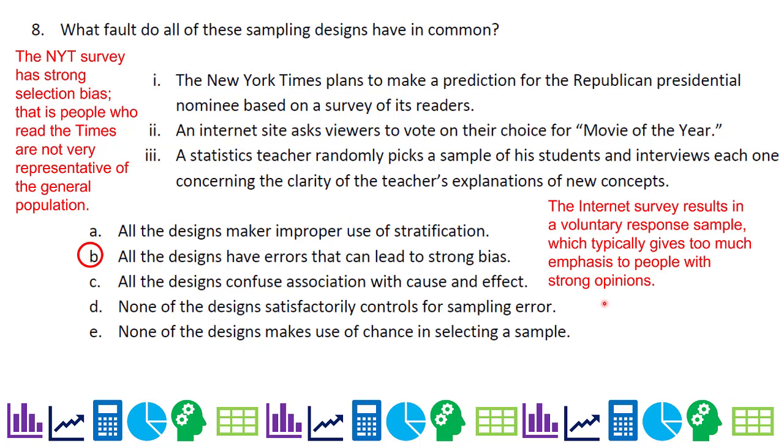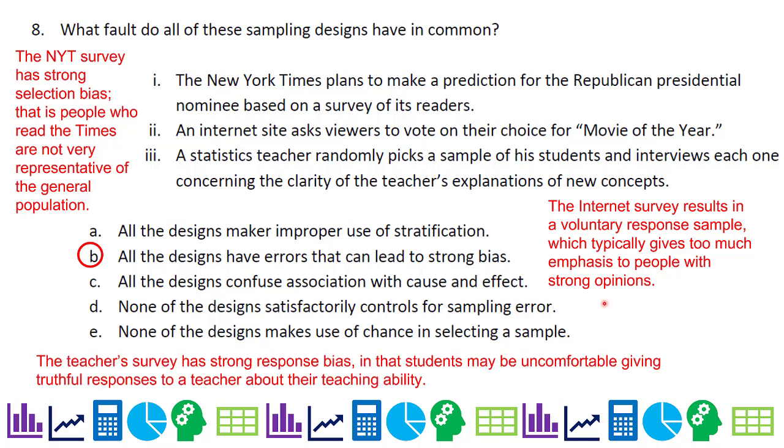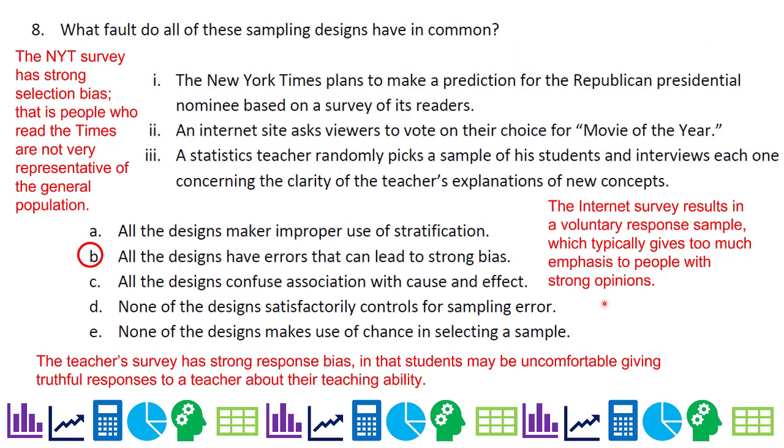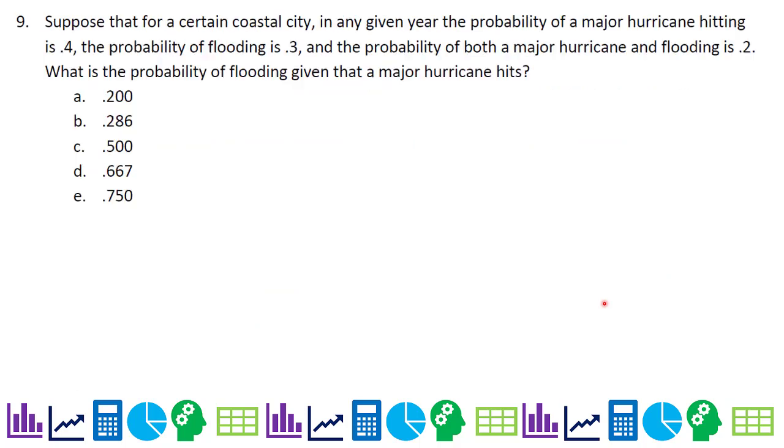An internet site asks viewers to vote on their choice for movie of the year. This is voluntary response bias, a big no-no. Number 3, a stats teacher randomly picks a sample of the students and interviews each one concerning the clarity of the teacher's explanation of new concepts. That sounds like strong response bias there. So if I asked you, how good a teacher am I? You guys are going to tend to be positive because I do your grading. Number 9. Oh, so I should probably reaffirm that yes, all of these designs have errors that lead to strong bias.